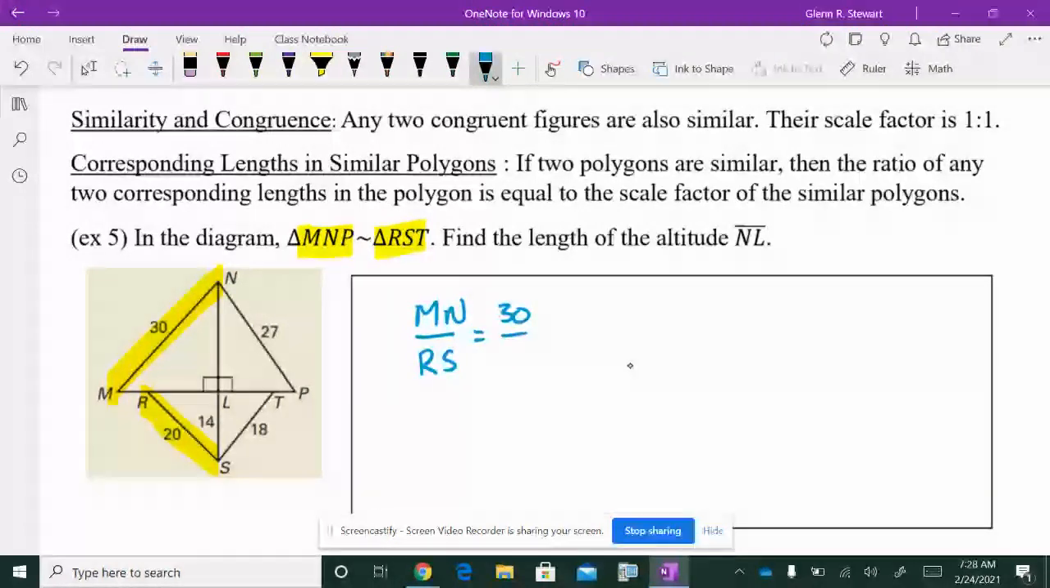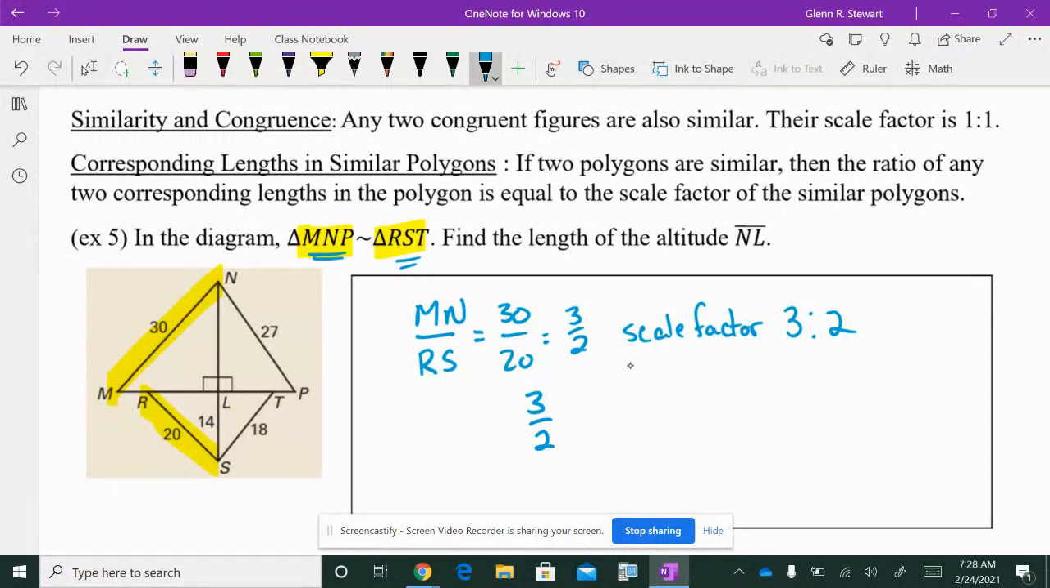So I've got 30 over 20, which gives me the scale factor of 3 over 2. How do you know what goes on top and what goes on bottom is a very good question. It's all based on your similarity statement. So for example, MNP came first, so it would go on top in your fraction. RST came second, so it would go on the bottom of your fraction. Simple enough.